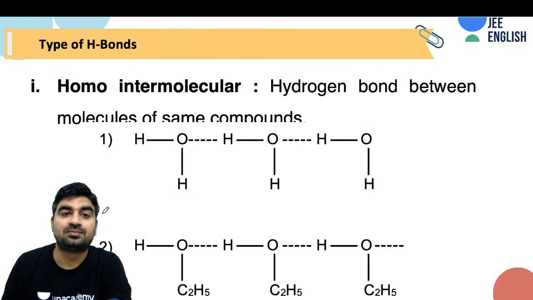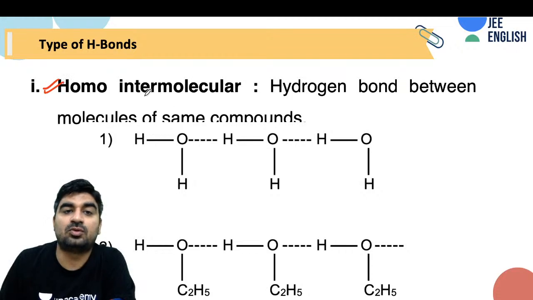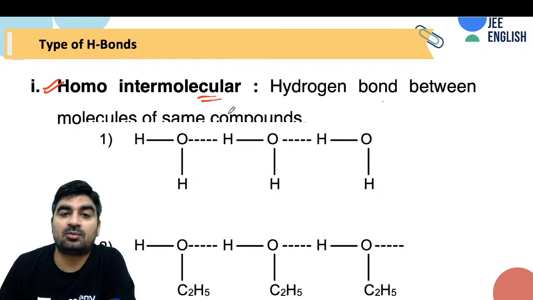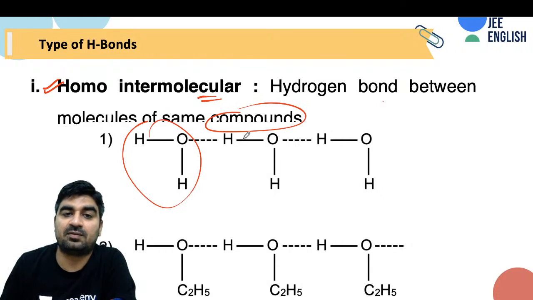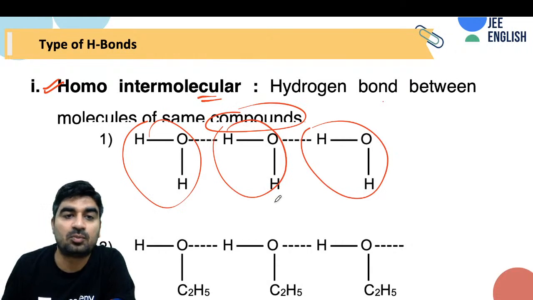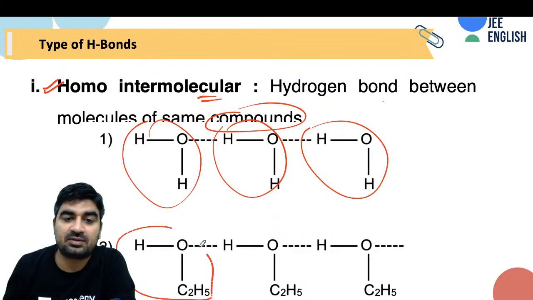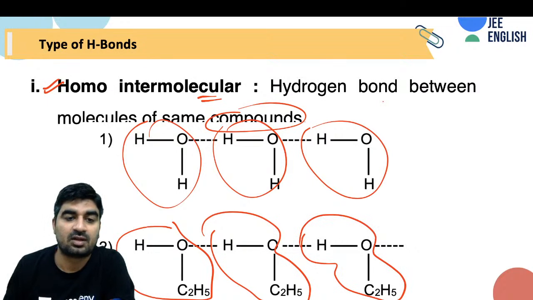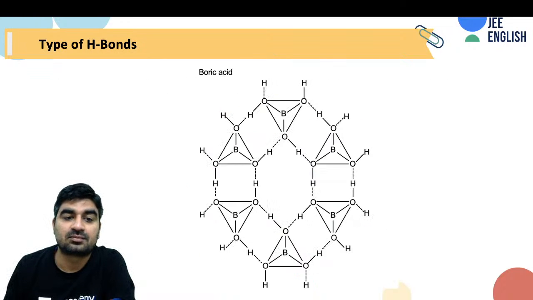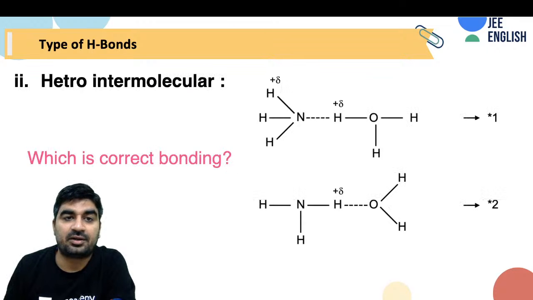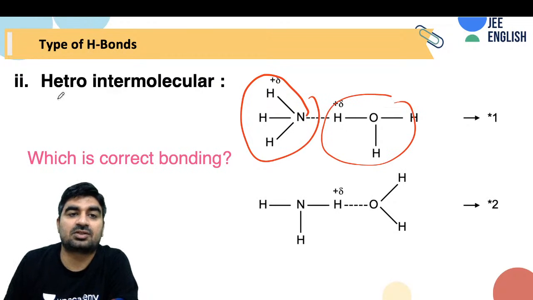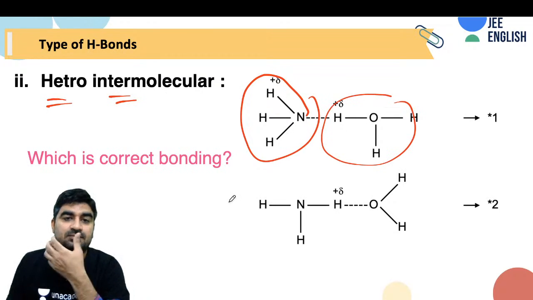So now let's move. If I talk about the homo-intermolecular hydrogen bond, it is hydrogen bond between the molecules of the same compound. If it is between H2O and H2O, then I will call it homo. If it is between ethyl alcohol and ethyl alcohol, then I will call it homo. So what is hetero? If it is between ammonia and water, then it is called hetero-intermolecular.